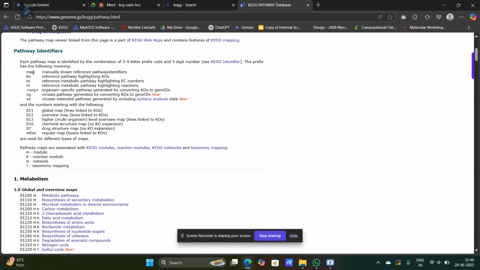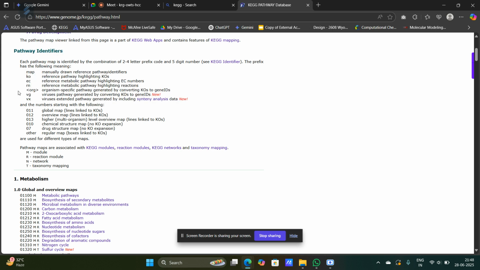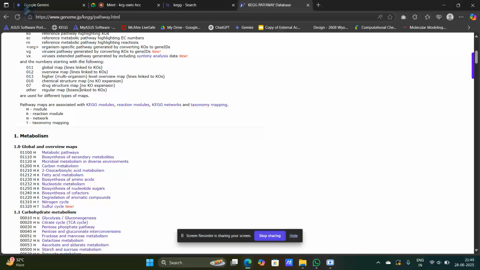And again, there are some keywords. Every pathway or every entry in this database is going to have a unique identification number, and this will help you in identifying. Just by looking at the identification number, you can say, oh, this might be a map. For example, here it says map is the manually drawn reference pathway identifier. I'll show you when we look into that.